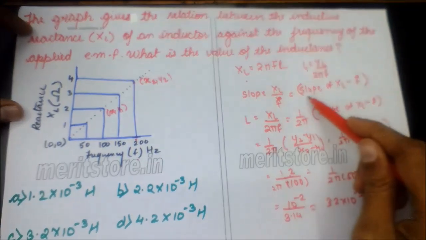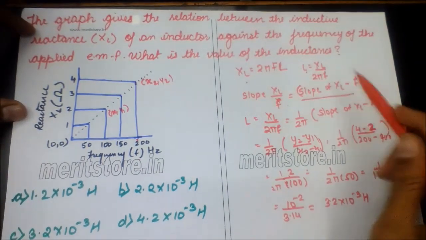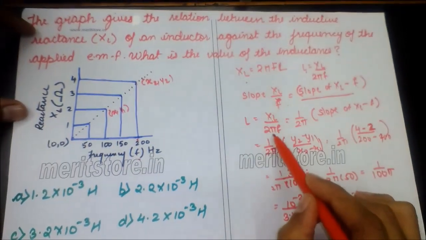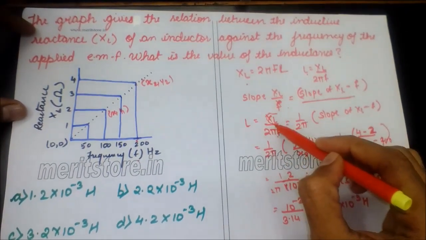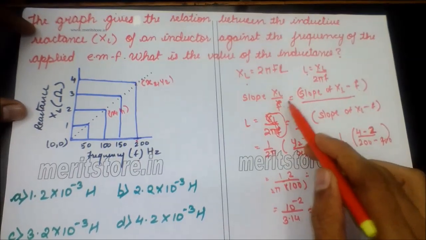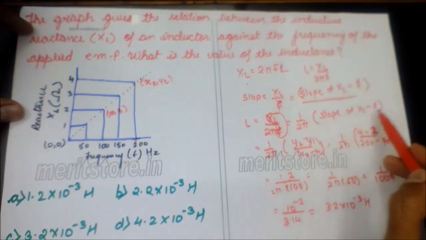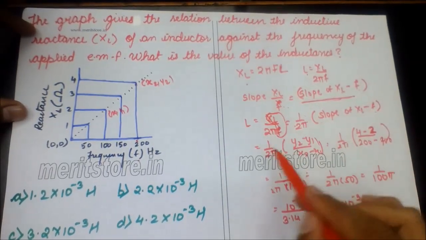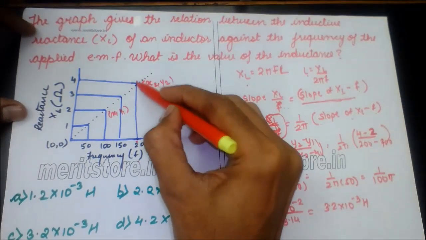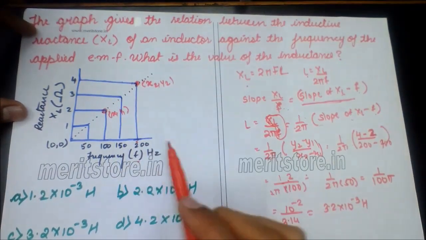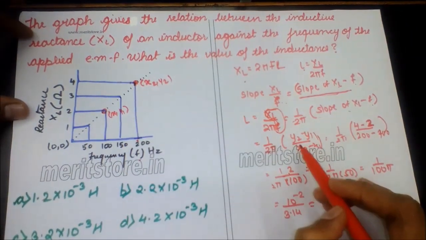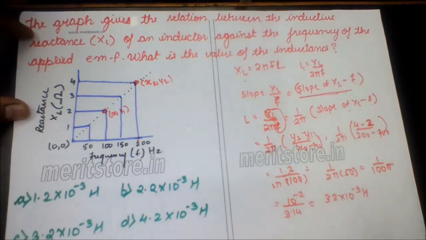So we can find the value only by finding the slope of XL versus F. The inductance is XL upon F, this entire thing, which is nothing but L. So XL upon F is the slope, so we have the slope of the XL-F graph, and the rest is 1 upon 2 pi. So 1 upon 2 pi times the slope from this graph. I have taken 2 points here, the last point and the center point. Here it becomes x2 y2, here it becomes x1 y1. So the slope formula is y2 minus y1 upon x2 minus x1.